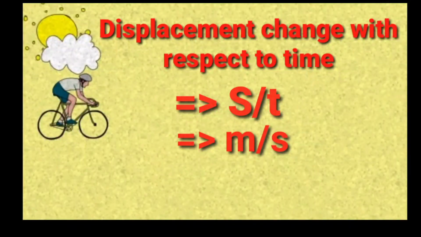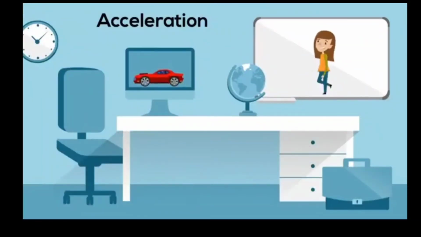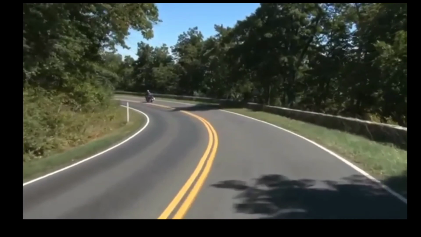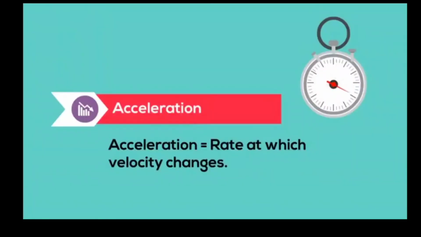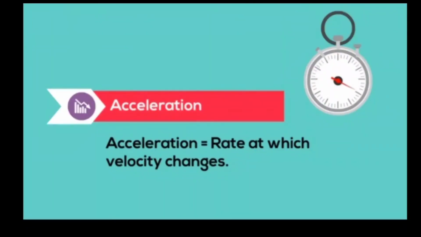Now let's move to the last topic, that is acceleration. Acceleration is also a vector quantity. It can be defined as the rate of change of velocity with respect to time, or the velocity change with respect to time is known as acceleration. The SI unit of acceleration is meter per second square.